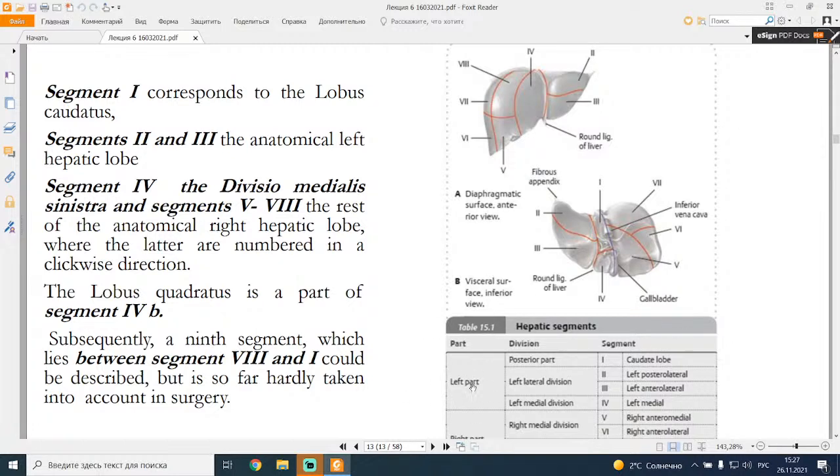What you see is a table. The table includes the description of the parts: left part, right part, and division and segment.